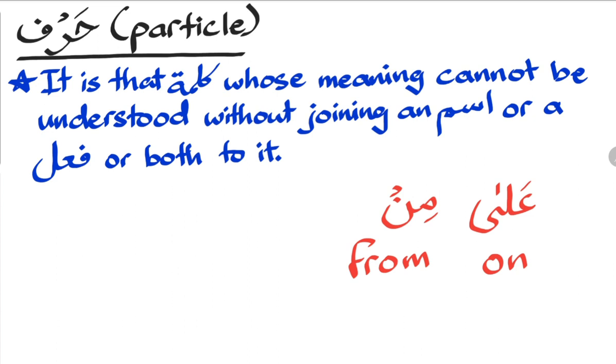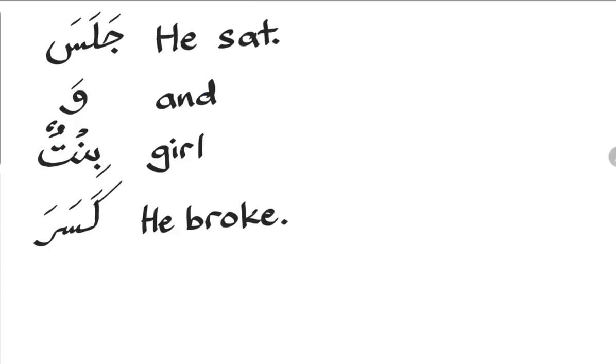Now that we've understood what an ism is and what a fi'l is and what a harf is, meaning noun, verb, and particle, let's give you a few exercises. The first word here is jalasa, which is he sat. Now we know right away that this is a fi'l. Why? Because overall it denotes an action, which is the main characteristic of a fi'l, and also it has a tense, he sat. It's talking about the past, and it has a meaning that can be understood without the need to combine it with another word.